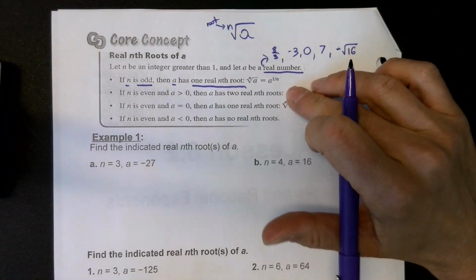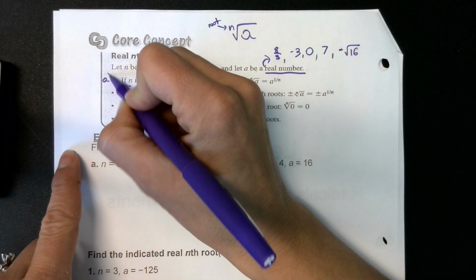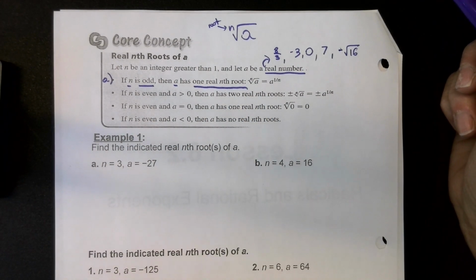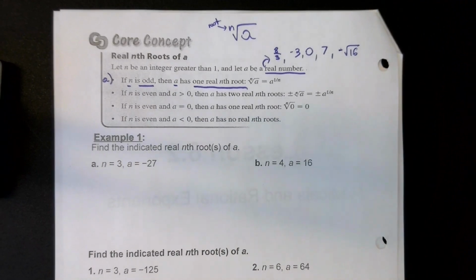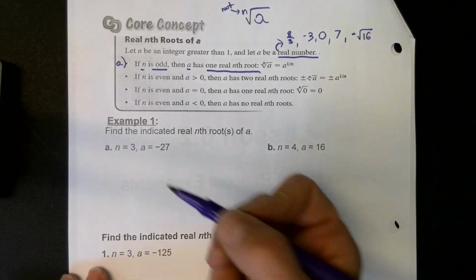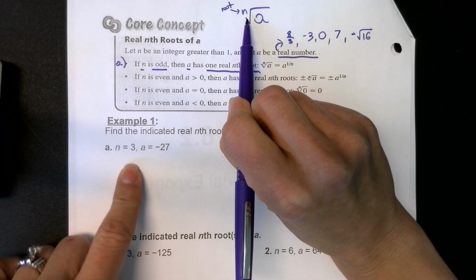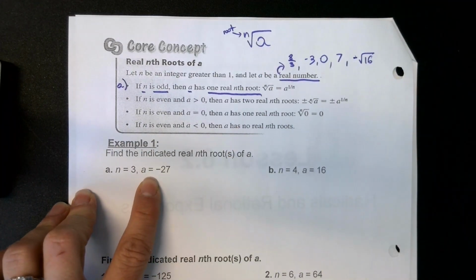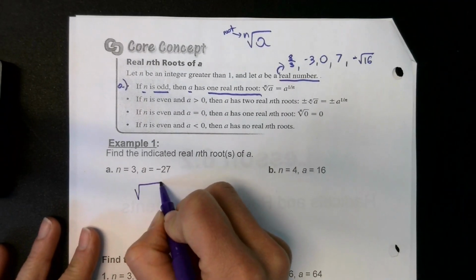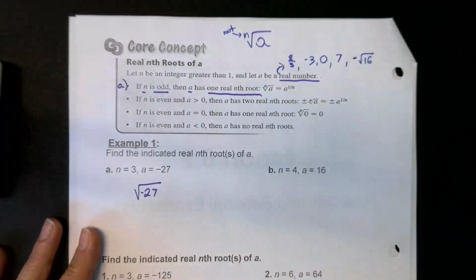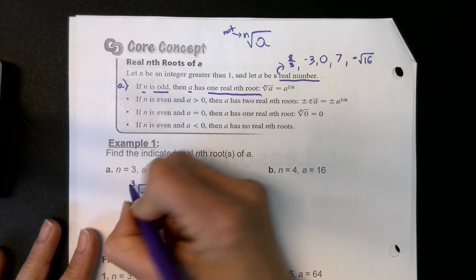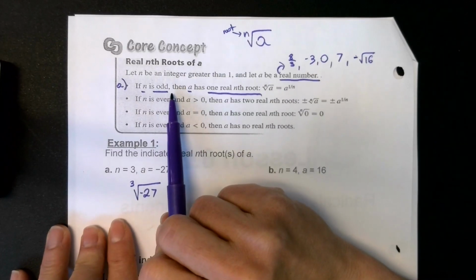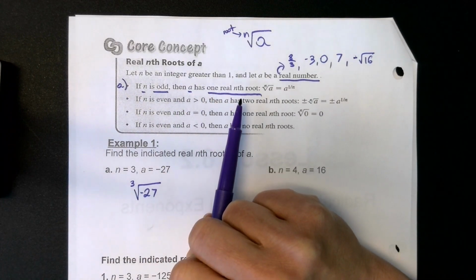So let's pause here and do an example. It says find the indicated real nth root or roots of a. As we said, n is the root, and a is that number that goes under the root. So negative 27, and that's our root. So if n is odd, then we only have one solution.